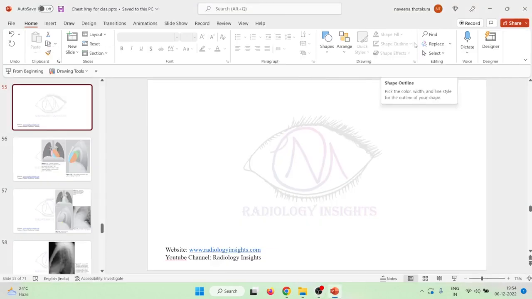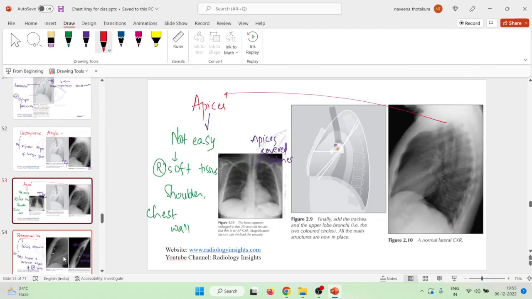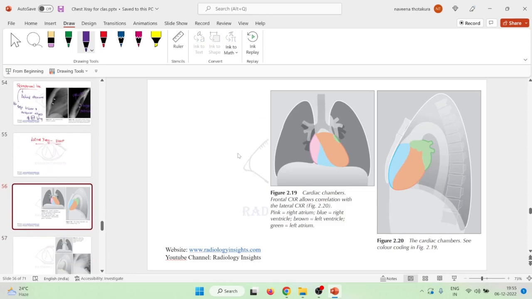Hello friends, let us now learn some important points about the lateral chest x-ray. In the lateral chest x-ray, the lung part is done. All the lung issues were done. Now let us learn about the normal lateral x-ray and its effect with heart. So in the lateral chest x-ray, if you see the heart, obviously the heart is in the mediastinum.